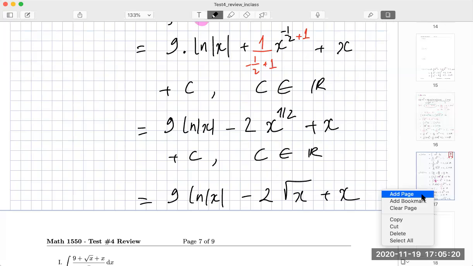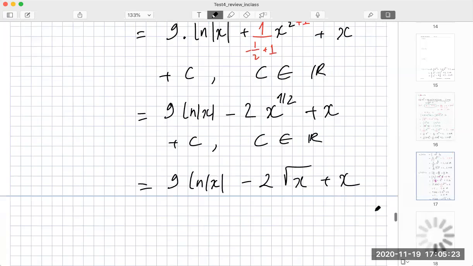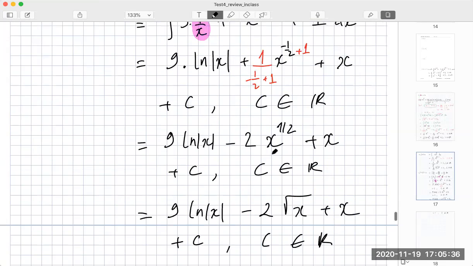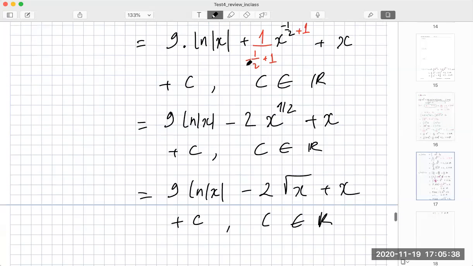I'm sorry, but why is it -2 instead of just 2? Because I thought we'll use -1/2 plus 1, which is 1/2 over 1. So that would just be 2. Oh, you're right. You're right. My mistake. Yeah, you're right. And this is positive. My bad. Thank you.